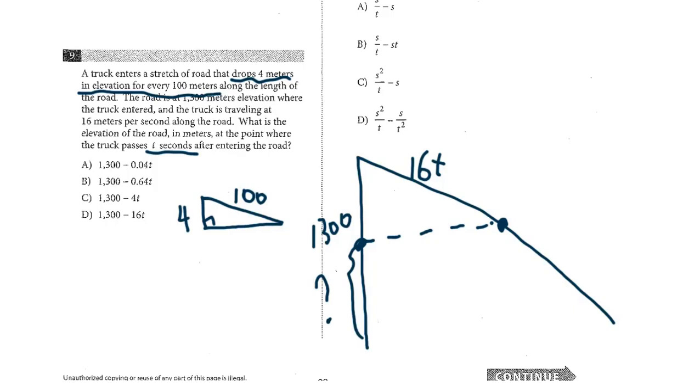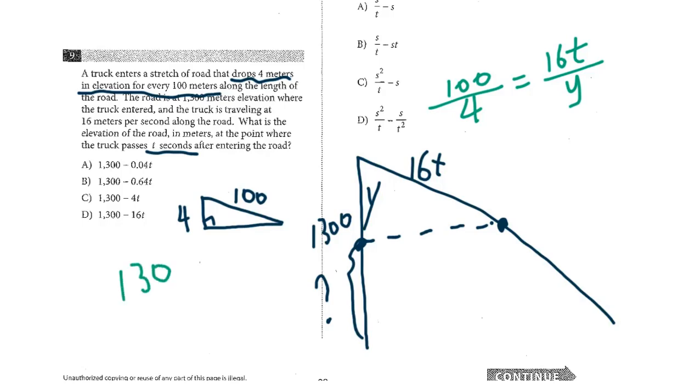That's your question. First of all, you have to get, let's label here the y now. And how to figure out the y? Use this ratio. Every 100, then drop 4. If I pass 16t, then drop how much? Then using that, 1,300 minus y will be my answer.